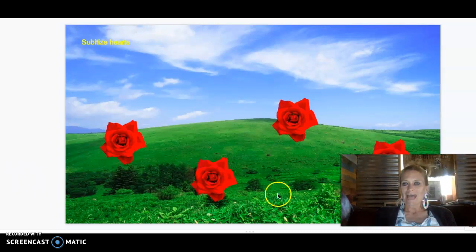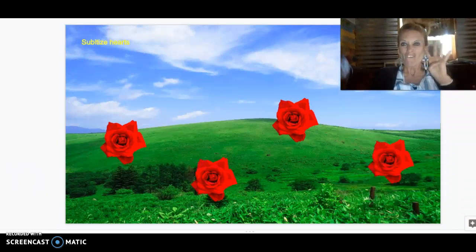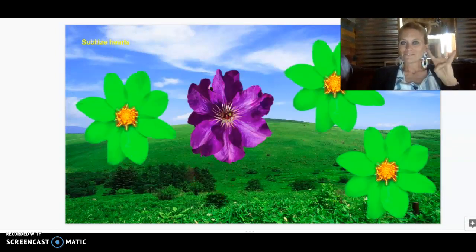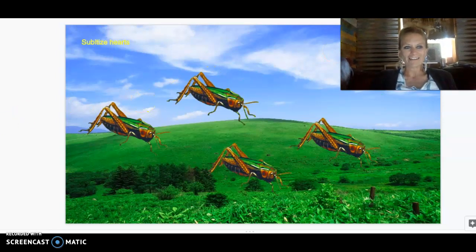Let's subitize. How many flowers do you see? Good, I see 4. How many flowers do you see? Good job, there are 4. How many grasshoppers do you see? 4.